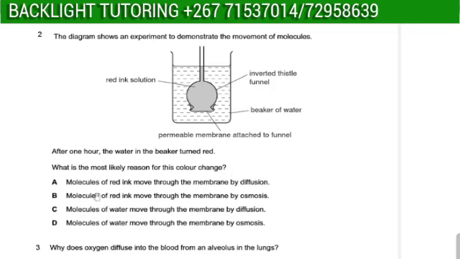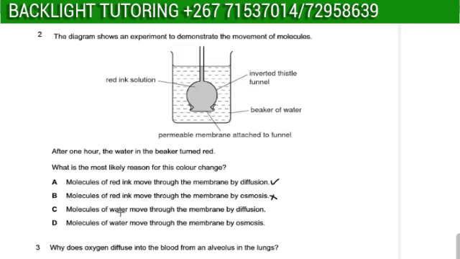They say molecules of red ink move through the membrane by diffusion, right? So this one is diffusion, we can see it. And then molecules of red ink move through the membrane by osmosis. Osmosis involves water, right? Water molecules. So here they talk about molecules of red ink. That is not a water molecule.